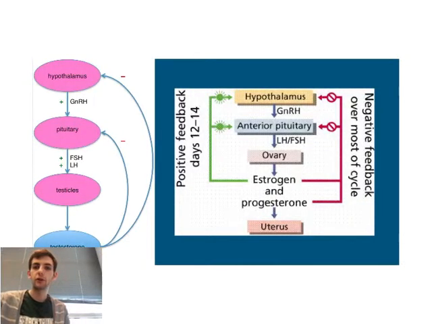So now I briefly want to go through a couple of example endocrine pathways. If you look over here, for example, the hypothalamus is going to release gonadotropin releasing hormone. And this gonadotropin releasing hormone is then going to stimulate the pituitary to release two hormones, FSH and LH, follicle stimulating hormone and luteinizing hormone.